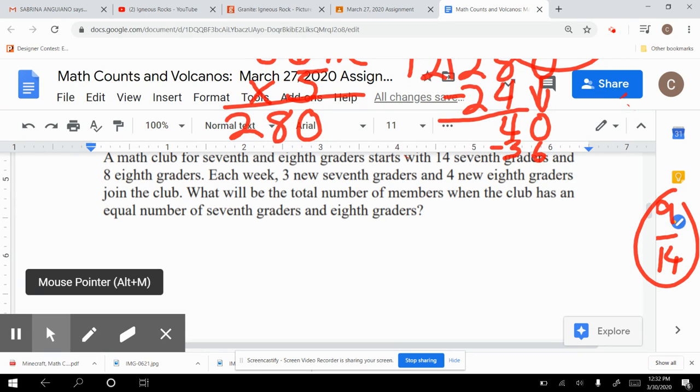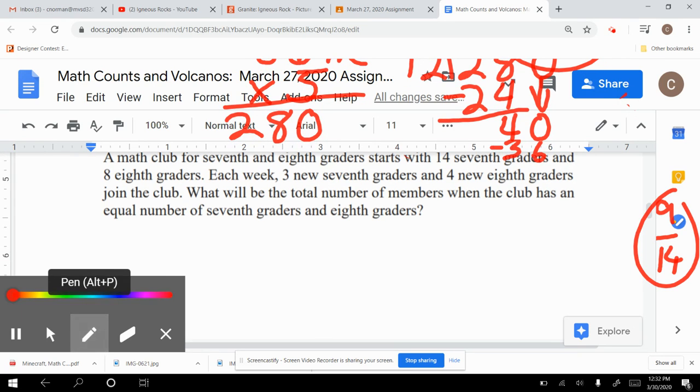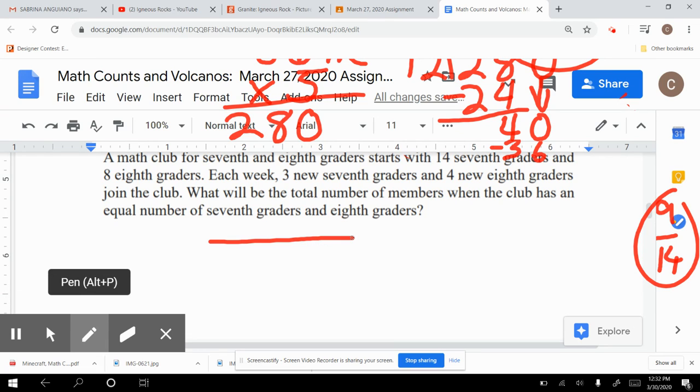And this would be kind of more the brute force method, but that's okay. This works for us. We're going to go ahead and say that this column is going to be 7th, this column is going to be 8th, and then this column is going to be like week number. So at the start, or we could actually call it week 0, the 7th graders had 14, and the 8th graders had 8. Okay. All right.